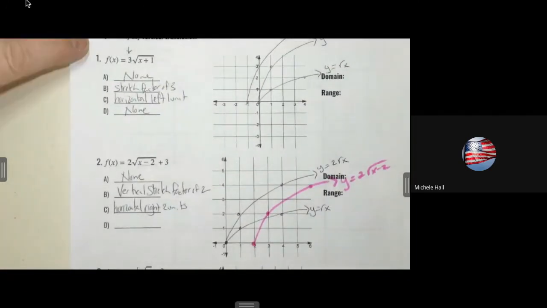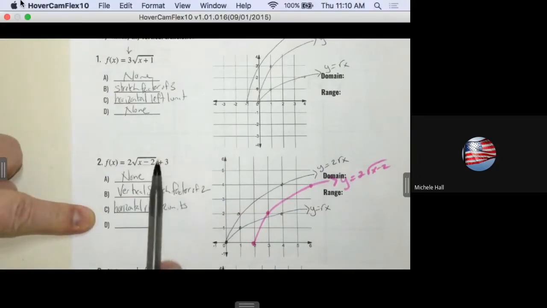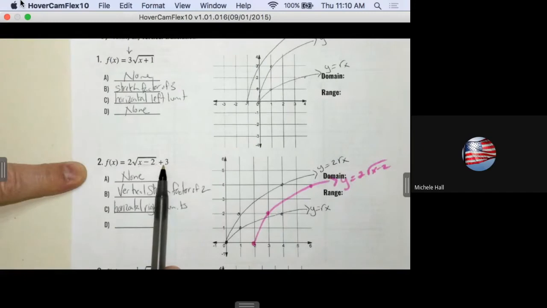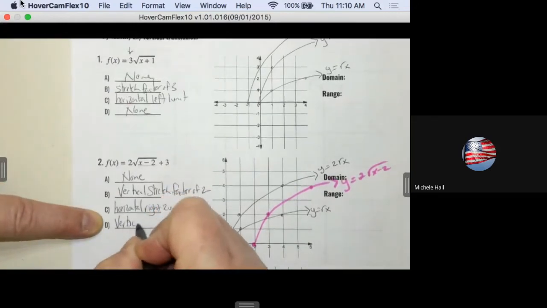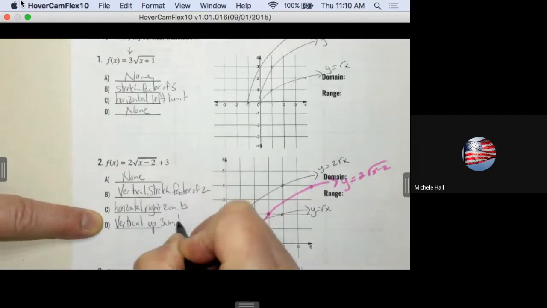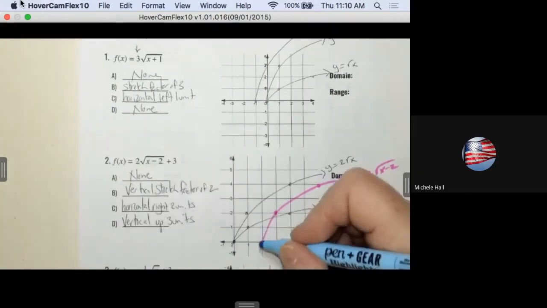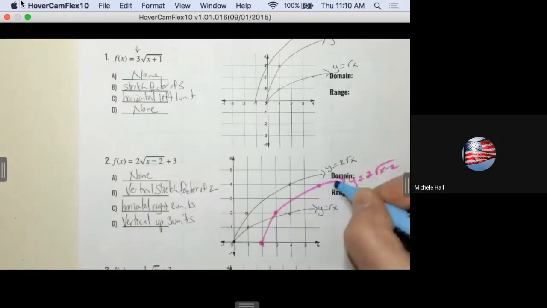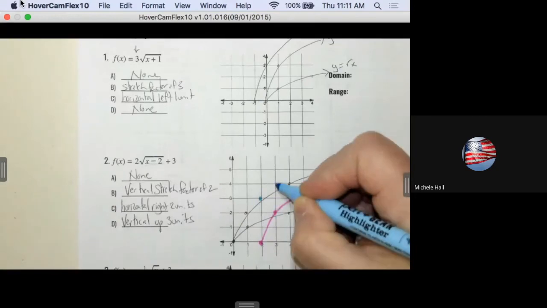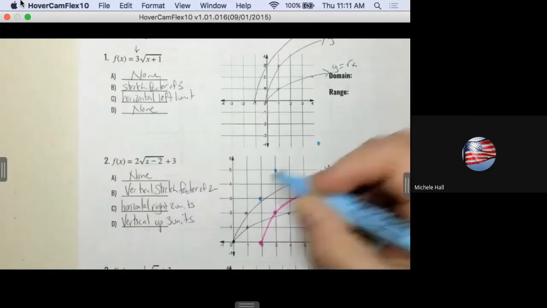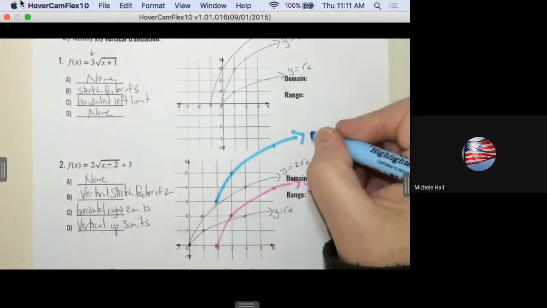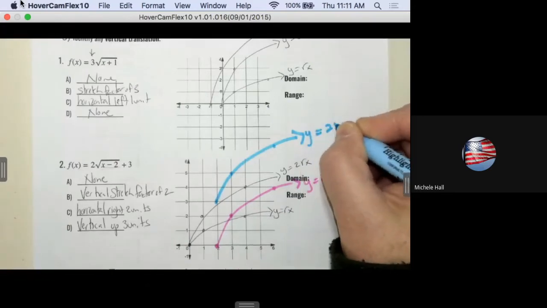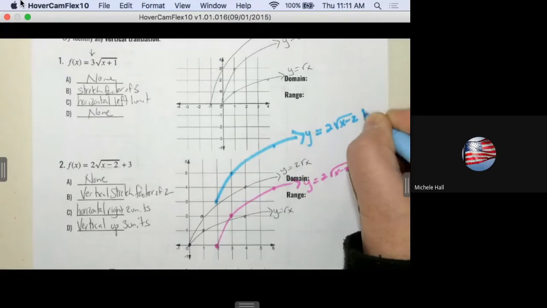The last one would be a vertical translation, and we do have our y value here moving up to 3. So this would be a vertical translation, and we're going up 3 units. So I'm going to take all my points and move them up 3 from the last one that I just worked on. 1, 2, 3, 1, 2, 3, and 1, 2, 3. This would be the complete function: y equals 2 square root of x minus 2, plus 3.